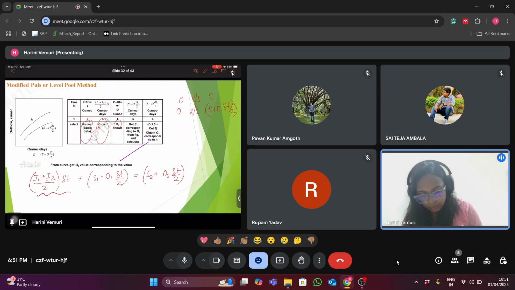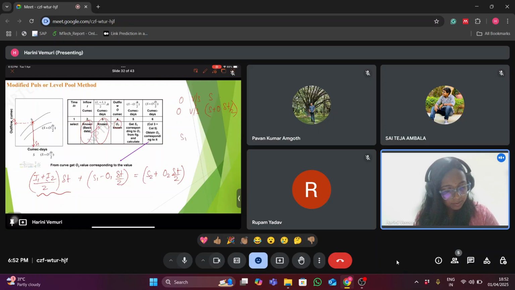If this is the O1 value, then from this curve we know what is the S1, the storage initially occurring. So using O1 and S1, we can calculate S1 minus O1 into delta T by 2, right? We know O1, and from this curve we know S1. We just calculate S1 minus O1 into delta T by 2 and fill it here. Once we get these two, we know I1 plus I2 by 2 into delta T from the inflow hydrograph. This term also we have calculated.